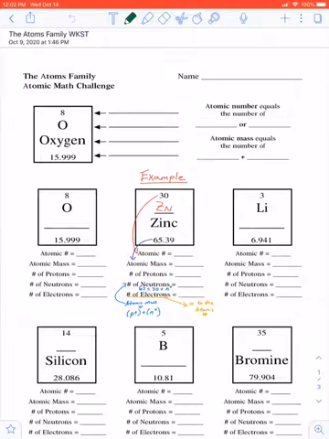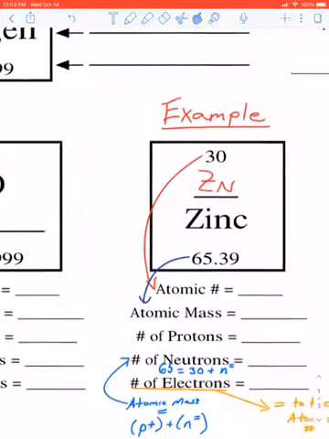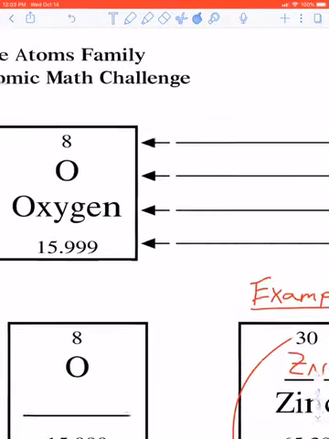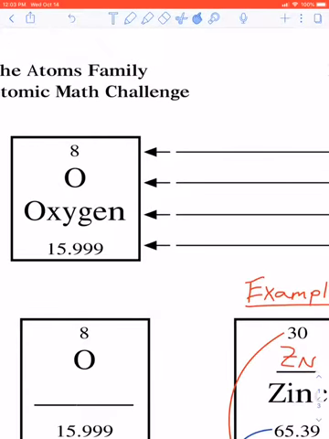Here's a little help on how to do this. First of all, we need to understand some stuff, like what does all this stuff mean? We're going to zoom in here at the top and make sure we get that figured out. First of all, what is this top number?